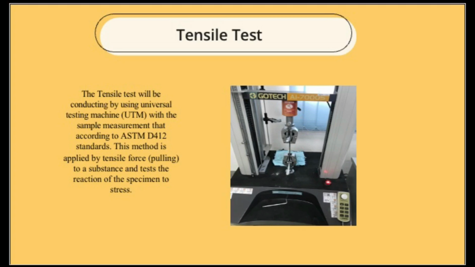Next is the tensile test. The tensile test will be conducted using a universal tensile machine, UTM, with the sample measurement according to ASTM D412 standard. This method is applied by pulling a tensile force on a substance and testing the direction of the specimen to stress.